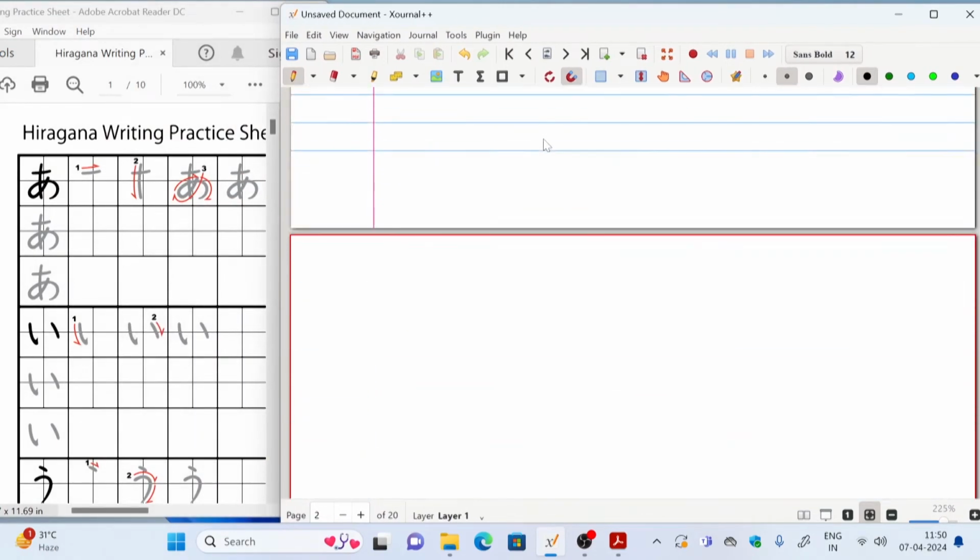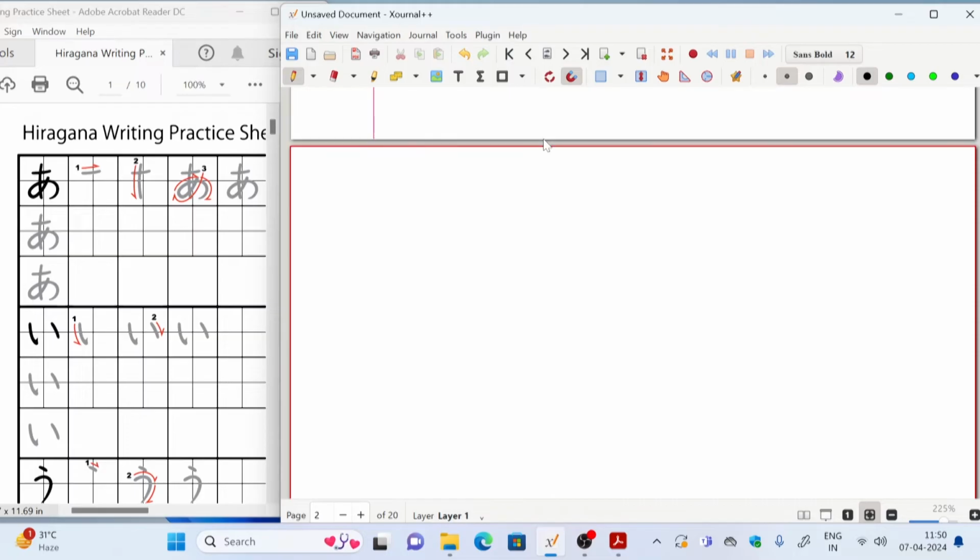You can see at the other part of the screen, this is A. This letter has A sound. So we write it first stroke, second stroke and third stroke. This is A.